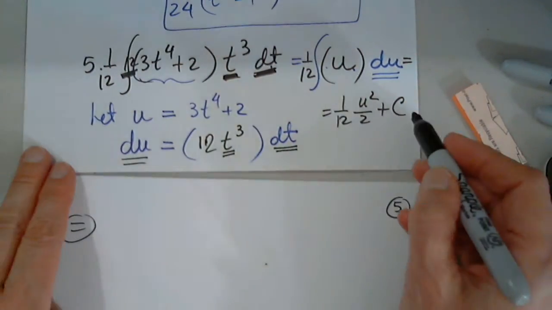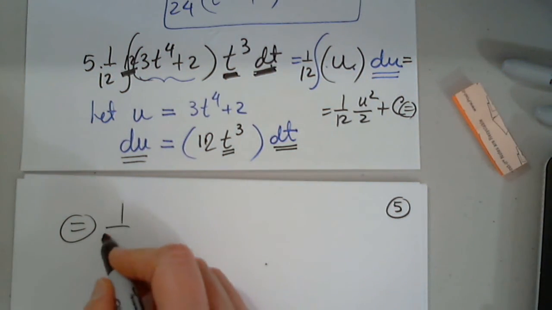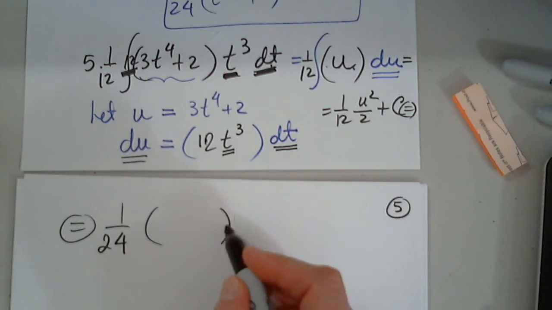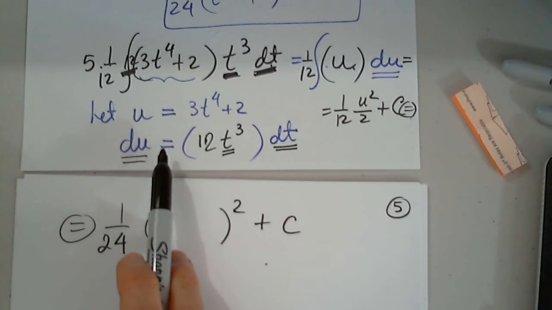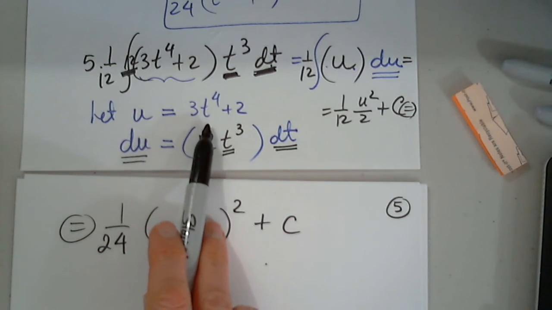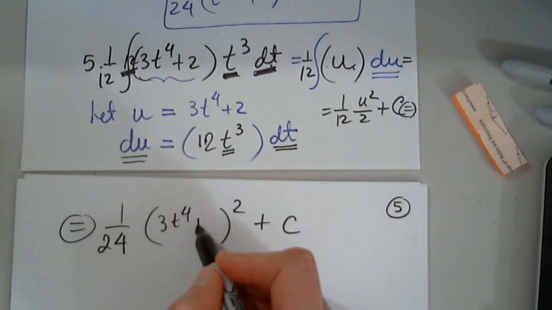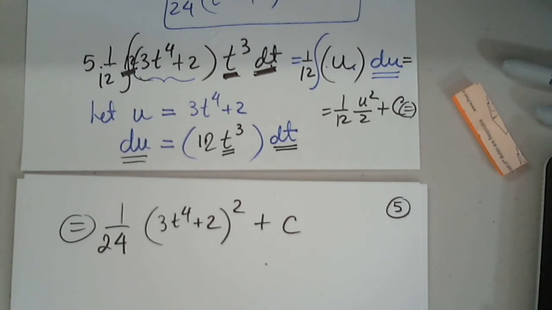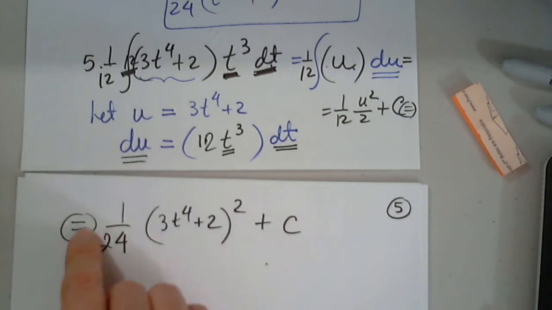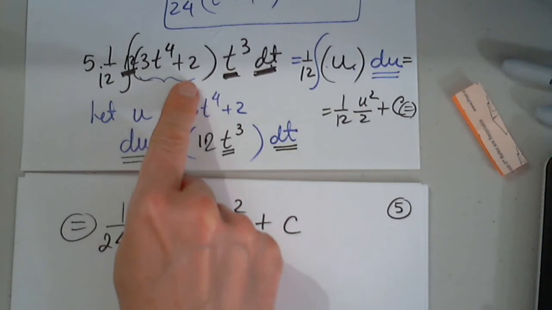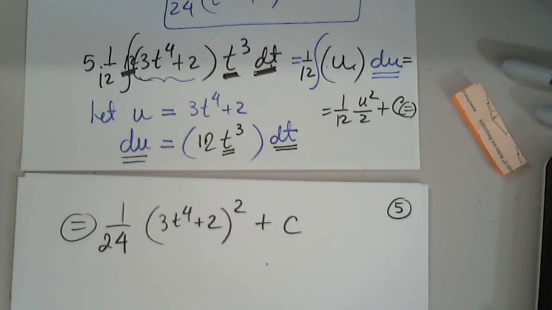Okay, so then we continue. So I have 1 over 24. U now has to be replaced back to 3t to the fourth plus 2. Can we check? Yes. An indefinite integral can always be checked. If I differentiate this, I guarantee you I get 3t to the fourth plus 2 times t cubed. Guaranteed. Let's choose more indefinite before we move on to definite. The procedure is slightly different for definite integrals.